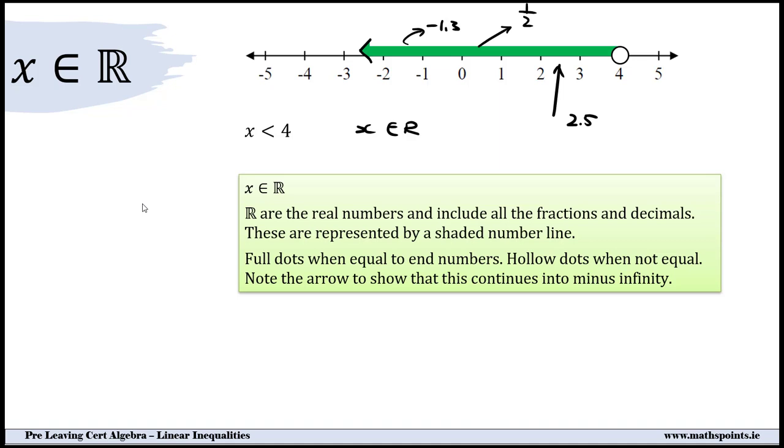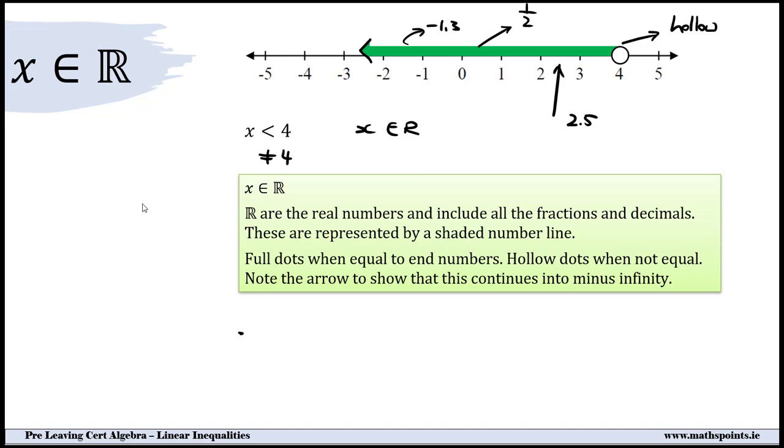One key important point is if x is less than 4, it means it's not equal to 4. And so what we do is we have a hollow dot on the 4. So a hollow dot representing that 4 is not included, but all the numbers immediately before 4 and going on forever to minus infinity would be included in the solution.